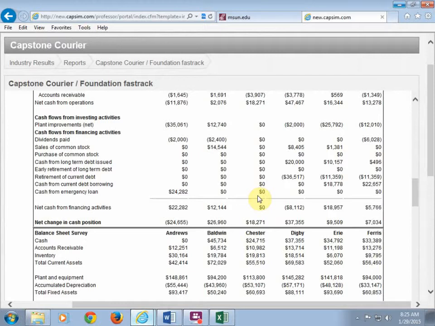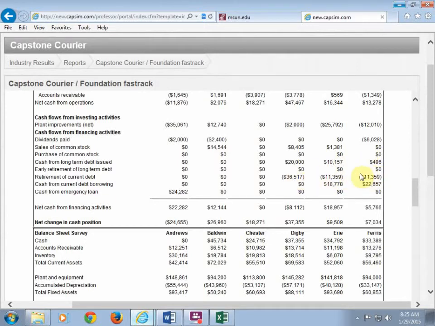Dividends paid. A few teams, three teams, paid dividends. Interesting at this point in time. Sale of common stock. Team Baldwin sold a bunch of stock too. That's interesting. Okay. Team Digby sold some more stock, and Team Erie sold a little bit of stock. Long-term debt. Team Digby a bunch. Ferris and Erie a little bit.